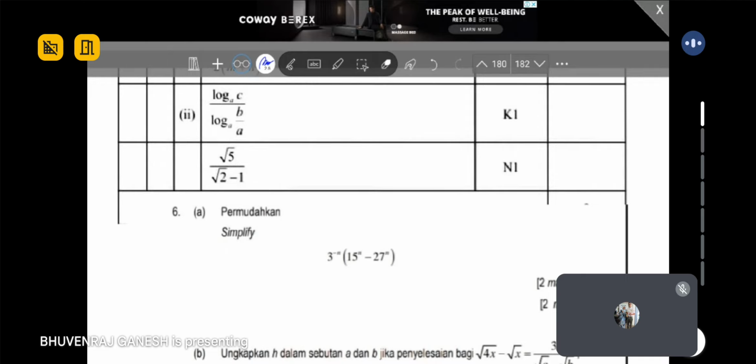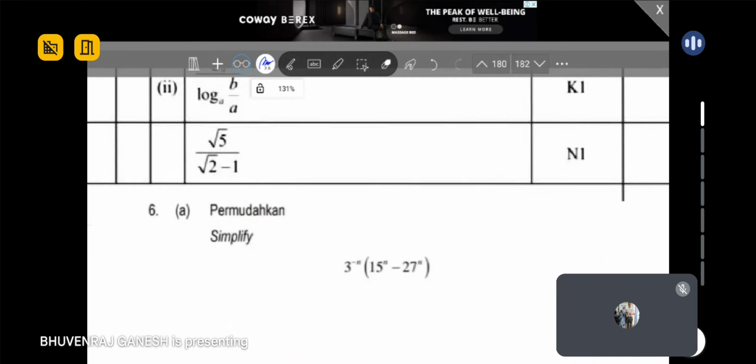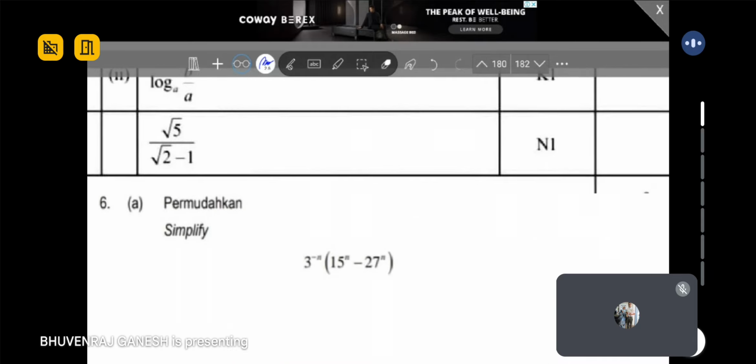Question 6A. Okay, so for this question, all right. So how to simplify this, guys? May I know? Macam mana permudahkan yang ni?